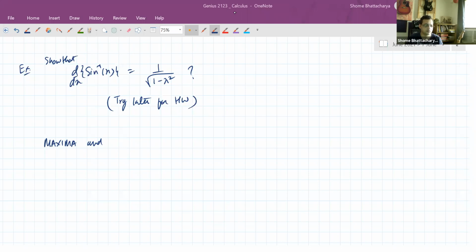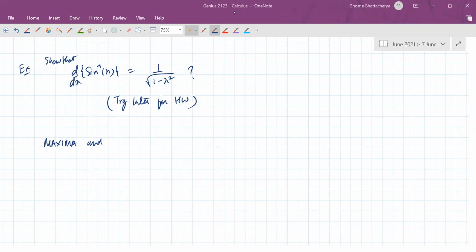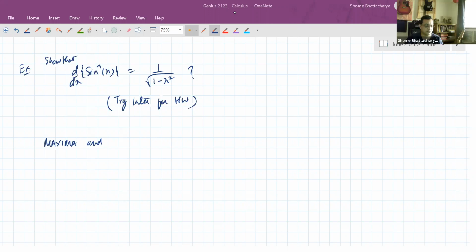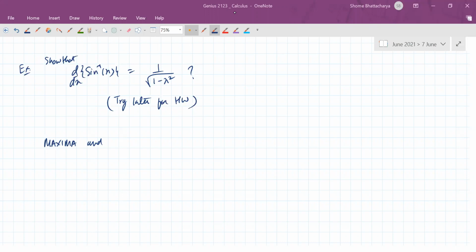Sir, after differentiating, I got 1 by cos y. But if we write cos y as under root cos square y, we are ignoring the negative roots, right? Cos y can be negative also. So this formula is not exactly correct, right?